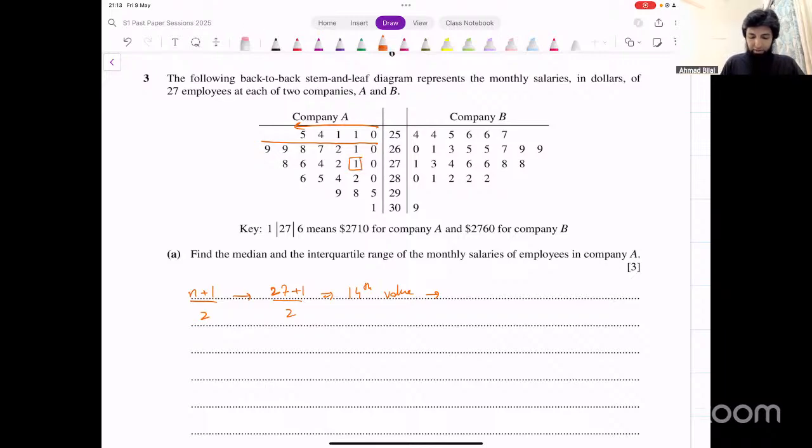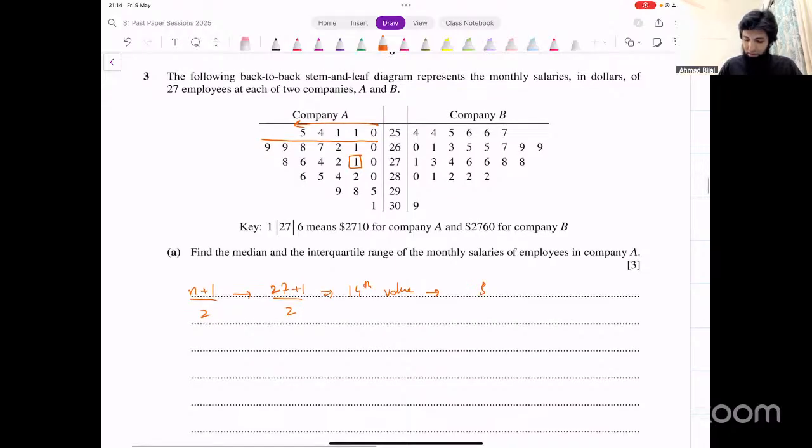Now let's look at the key. It says 2, 7 with 1 here. That represents 2710 for company A. So what does this number mean then? It's the same number, 271. So we can write this as 2710. That's the median. Okay. That's the first thing that you have to do in this case.